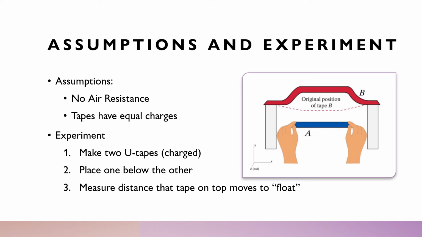The way that these tapes were made was first by taking one tape, placing it on a table, and then ripping another tape off of the top of it in order to charge it. This is how we made the two U-tapes. Then we placed one below the other, like seen in this diagram, and then the distance between the original tape location and the new tape location for tape B was measured.